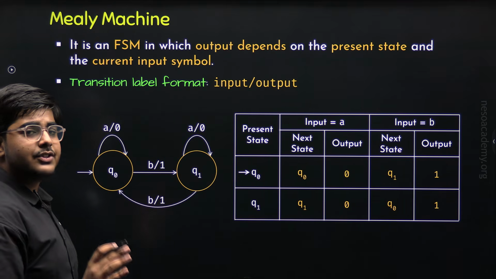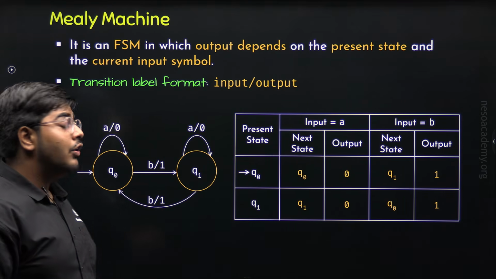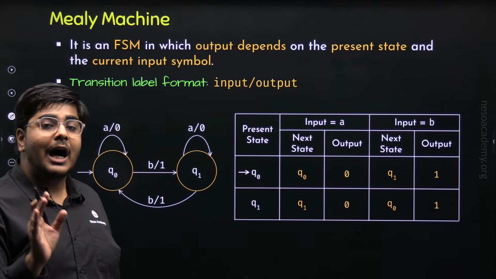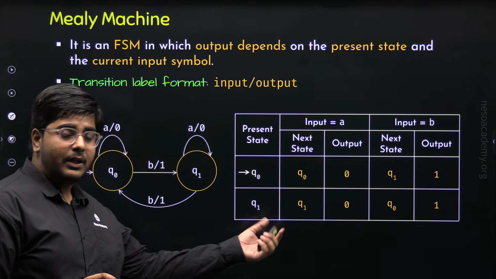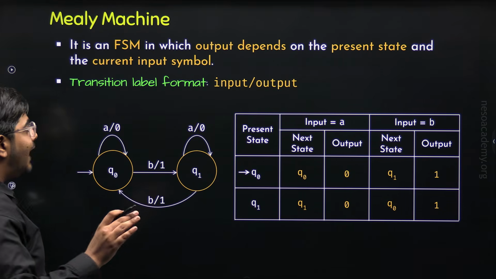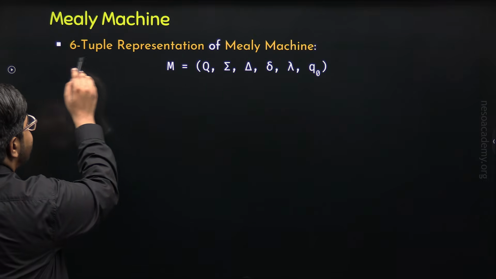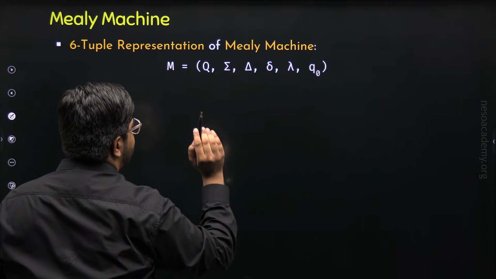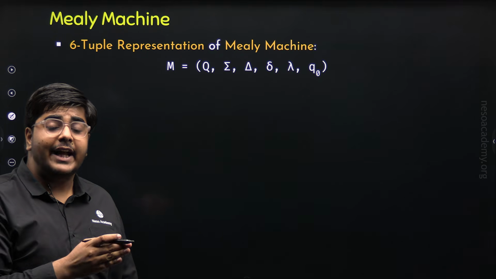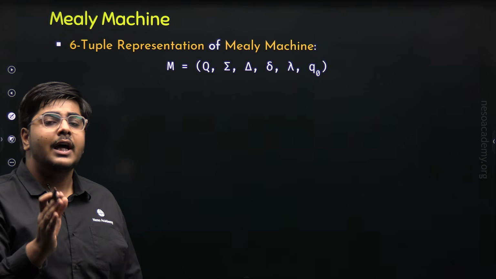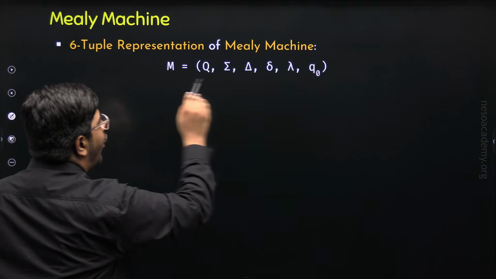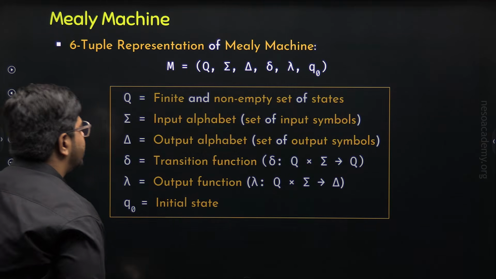This is how we have constructed the transition table for Mealy machine. I hope you have now understood how to construct the transition table from the transition diagram of Mealy machine. Now let's understand the six-tuple representation of Mealy machine. The basic six-tuple representation of finite automata with output I have already explained you in the previous lecture. Let's understand all these elements one by one.